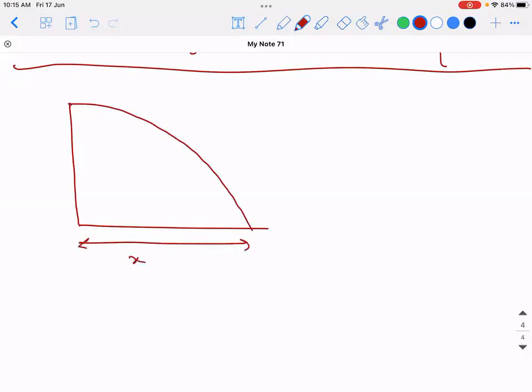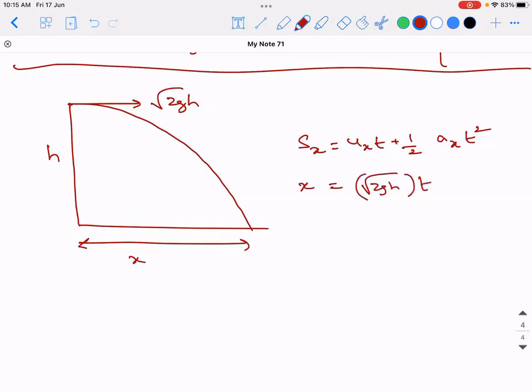This x is how much you need to find. So the object is projected with root 2gh. The height is h. Here, s along x is equal to ux into t plus half into ax into t square. So s along x is what you need to find. X is equal to, that's not a straight line, it's a parabolic path. X is equal to root 2gh into the time it takes, which you need to calculate.